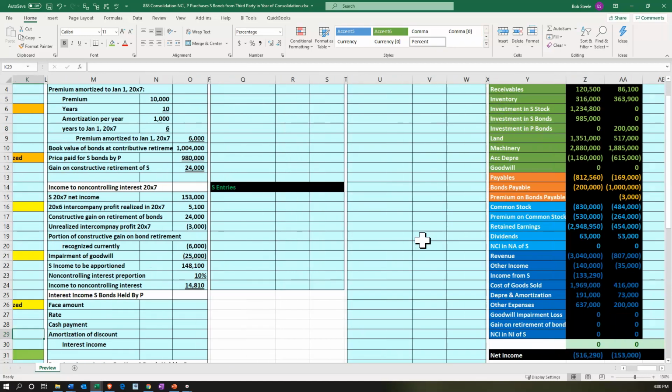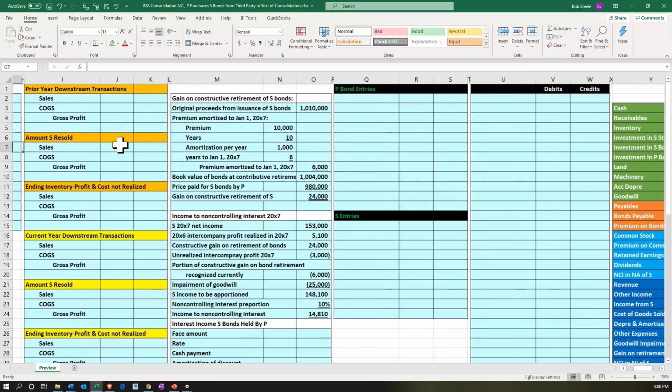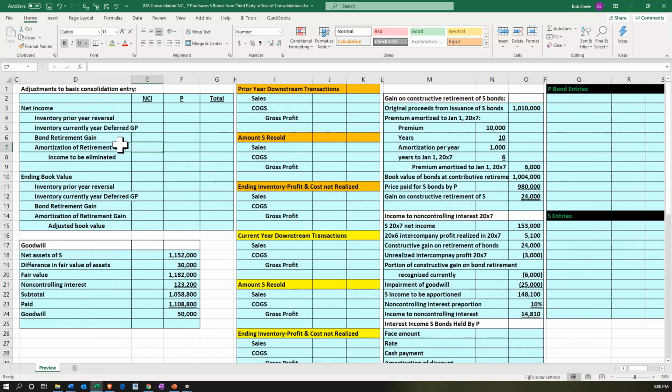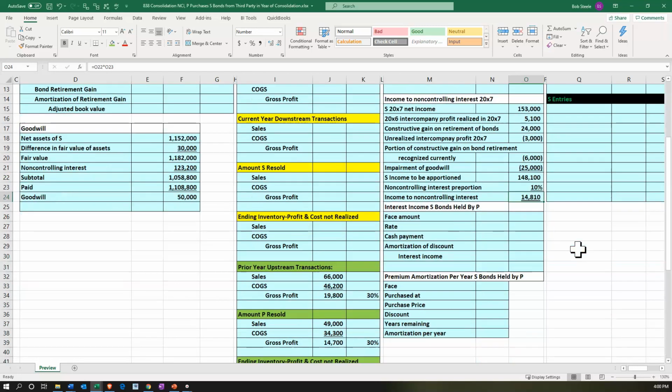Now note, we're going to do some of that recalculation once again with our original or first journal entry, which will be helped with this table, which will give us some of the activity in here, but not all of it. So we'll see that shortly. Now let's go to the interest income S bonds held by P. This is going to help us with the reversal entries to think about the interest calculation. So we're going to use this when we get to our consolidation type entries.